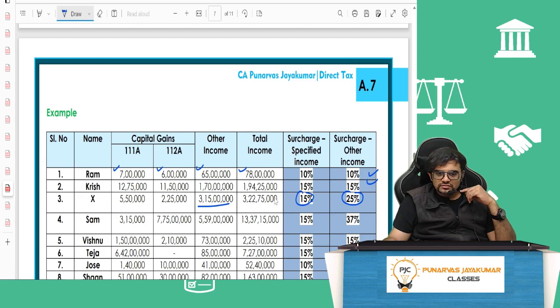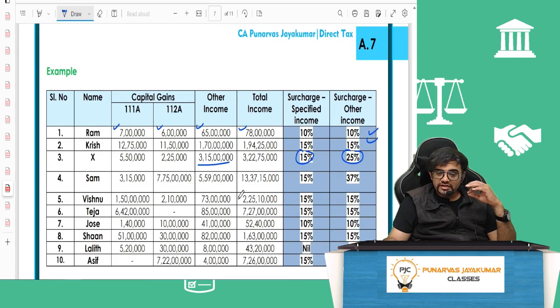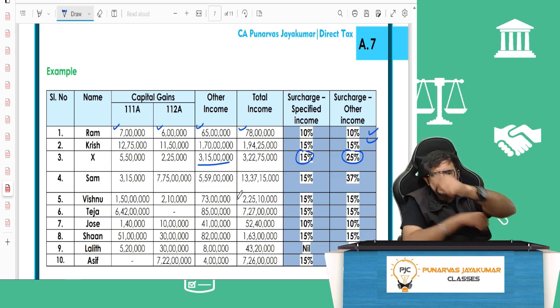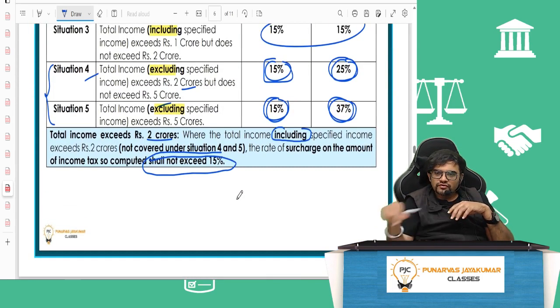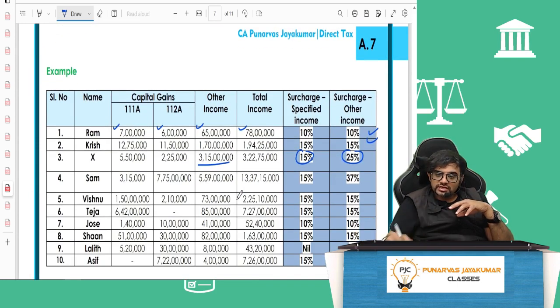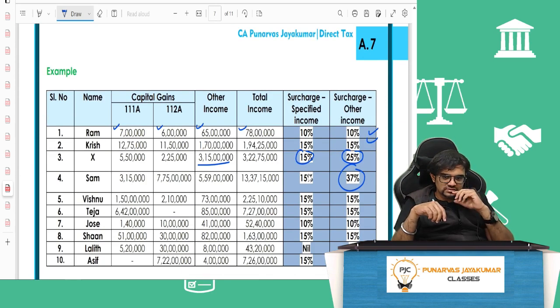Fourth one, Sam. Other income is 5.59 crore. Capital gain income and the other one is some 7.75 crore plus 3 lakh 15,000, some 7.78 crore it is. Tell me, for 5.59 crore, which situation first of all? Situation 5. For that portion of 5.59 crore, how much I'll pay? 37%. For that 7.75 crore and 3.15 crore, how much I'll pay? 15%.